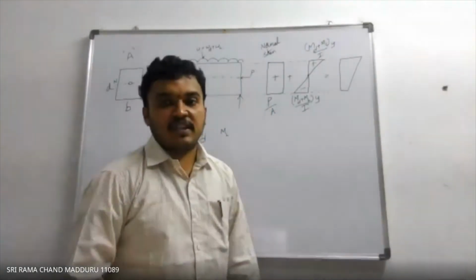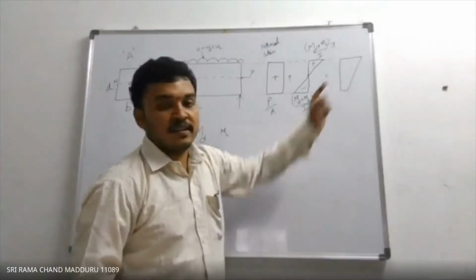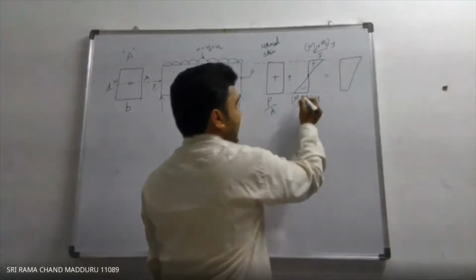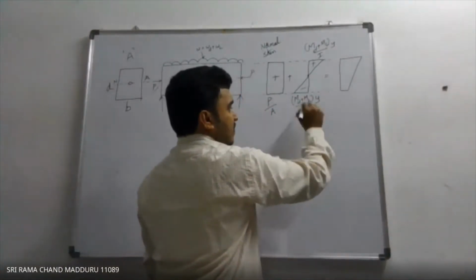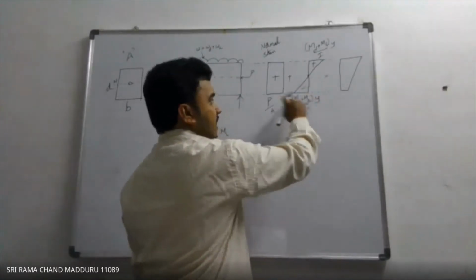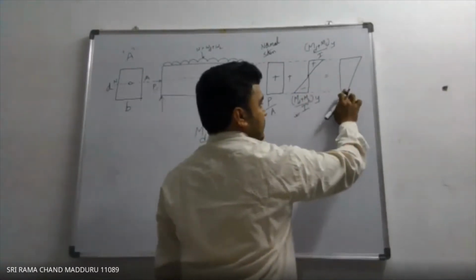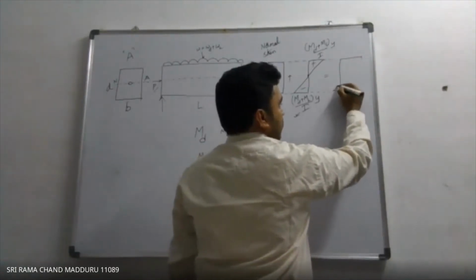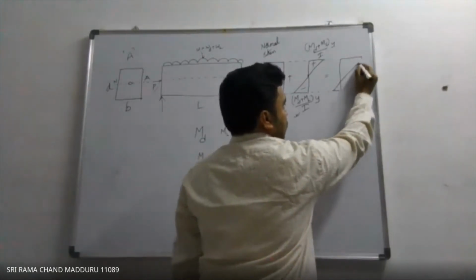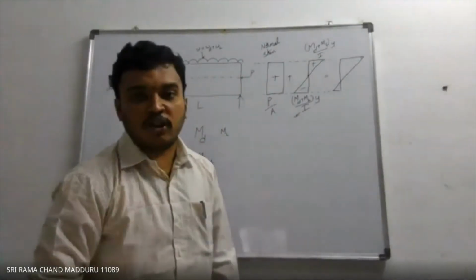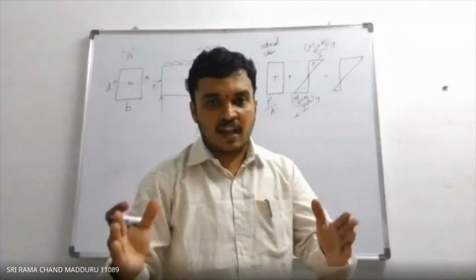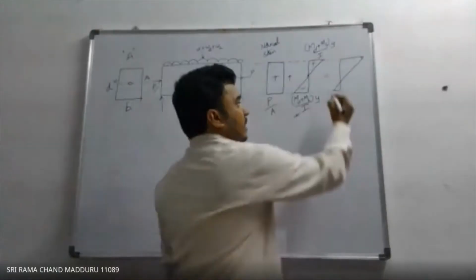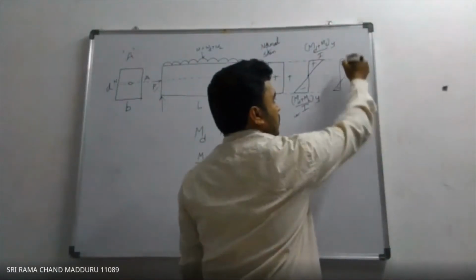The resultant stress diagram will look like this. It may be something like this: if this value is more negative, then you will get a negative value like this. The diagram may also look like this, according to the numerical values of L, pre-stressing force P, and the moments. You may get this negative and this positive.